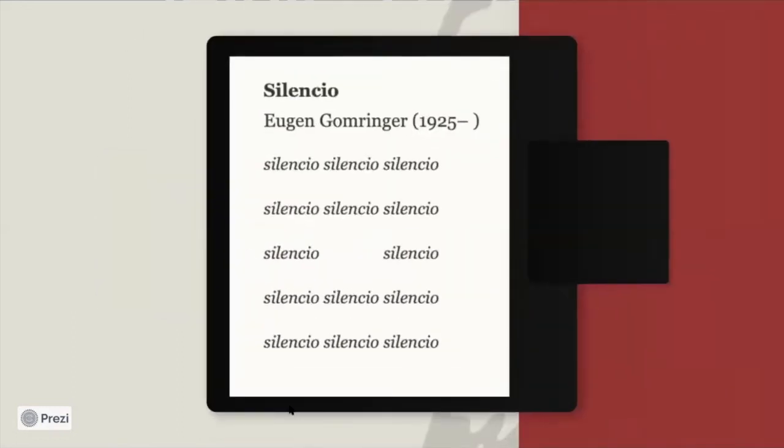Notice this poem, Silencio, by Eugene Gomringer. He repeats the word silencio, which means silence, multiple times to create his poem, but in the middle of his poem, the word disappears, almost as if the word itself is being silent.